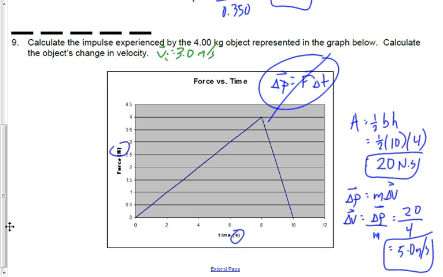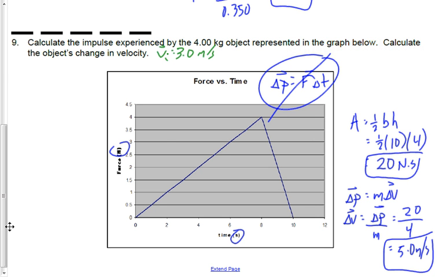Yeah. I'm sorry? Well, it depends on what you're asked, right? If you're asked for the change in velocity, it's 5. If you're asked for the final velocity, then it has to be whatever your initial is, plus whatever you changed by. Oh, right. So it would have to be 5 plus 3 in that case, which is 8.